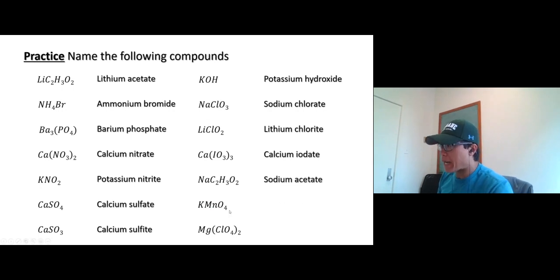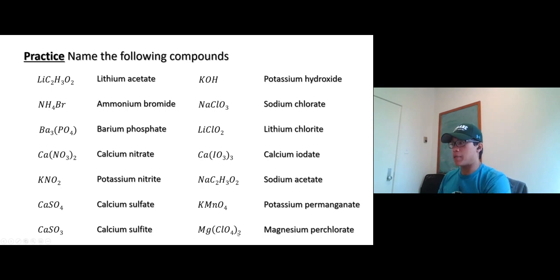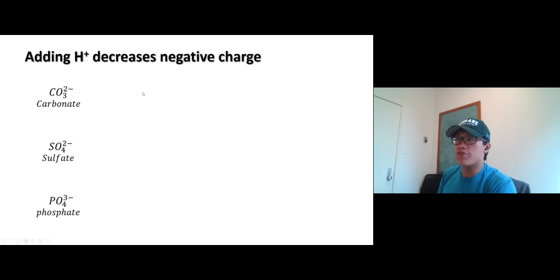We got potassium permanganate, here we go. And magnesium, the normal number of oxygen with chlorine is O3, we call it chlorate. O4 is perchlorate, so magnesium perchlorate. Okay. All right, a little bit further now.